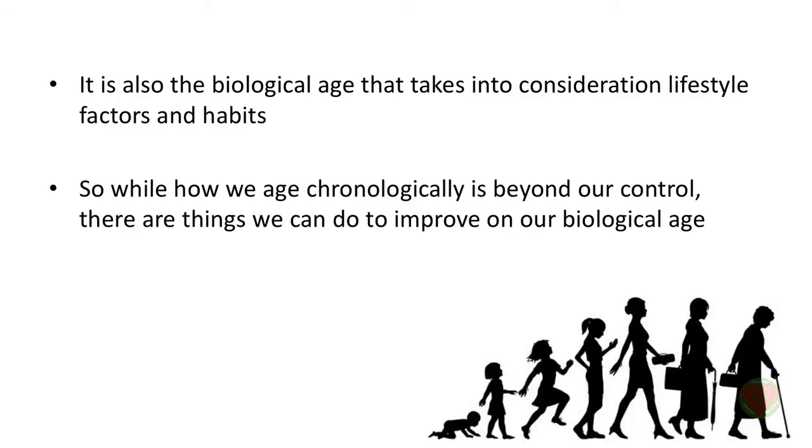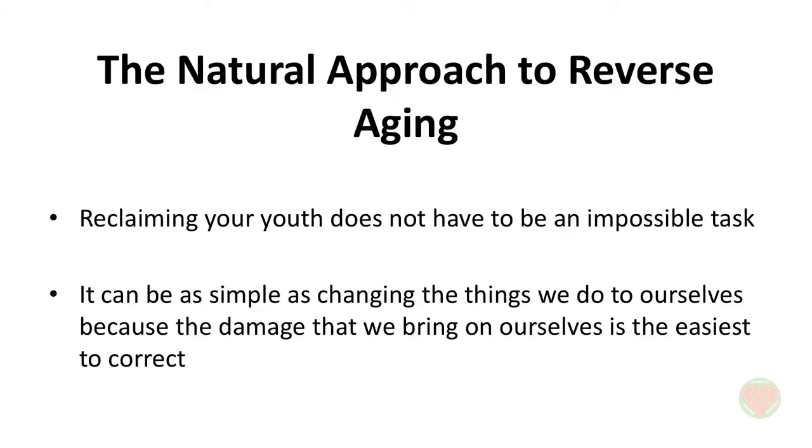It's also the biological age that takes into consideration lifestyle factors and habits. So while how we age chronologically is beyond our control, there are things we can do to improve on our biological age. Reclaiming your youth does not have to be an impossible task. It can be as simple as changing the things we do to ourselves, because the damage that we bring on ourselves is the easiest to correct.